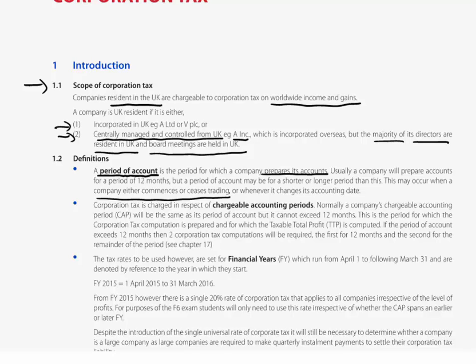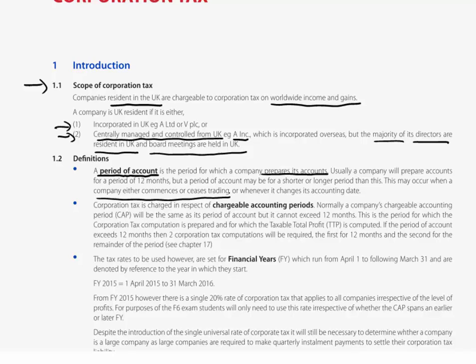So we may face this situation on the first period when a company starts to trade, or, very likely, when the company ceases trading. It's very unlikely that the company will choose to cease trading on its normal accounting year-end date. So either the opening period or the final period of account, the period for which the company prepares its accounts, may be other than 12 months.